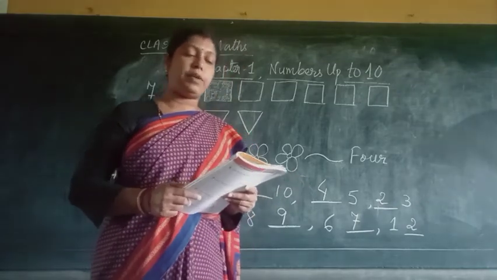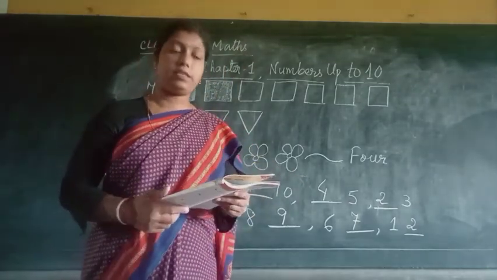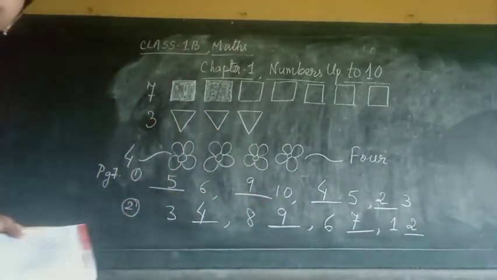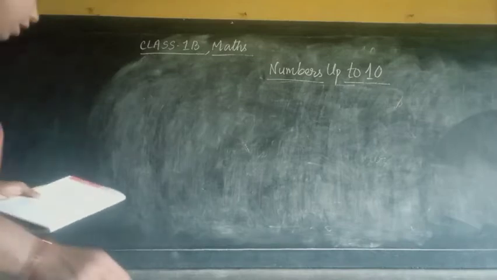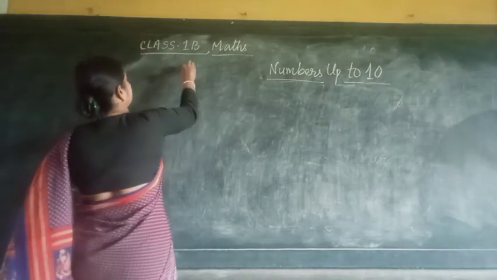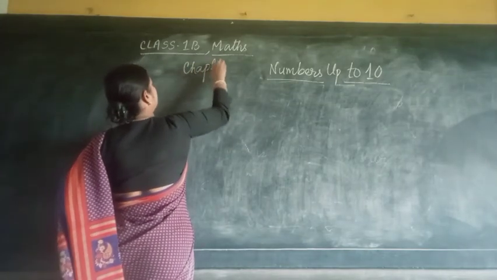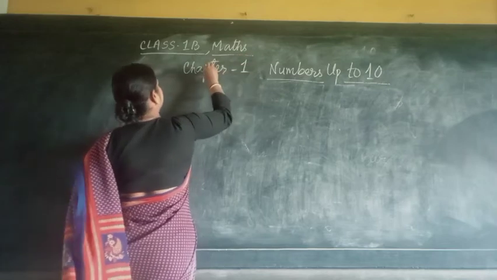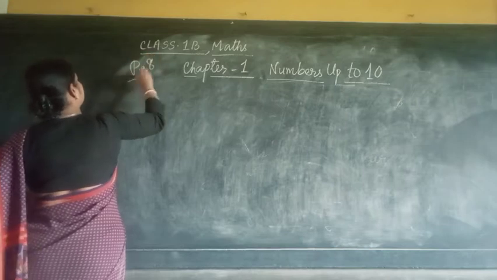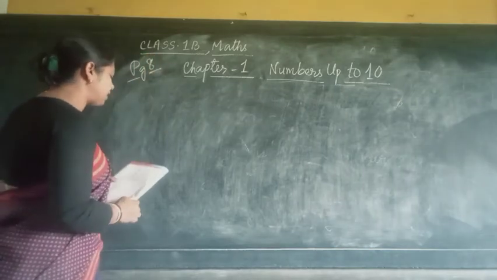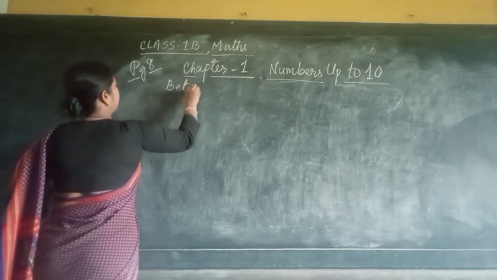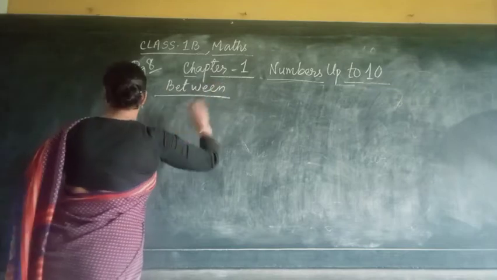Write the number that comes between the given numbers. Okay, we have to write the number. This is page number 8. This is chapter 1 only. Chapter 1, page number 8 we are doing. Now you see here, write the number that comes in between.